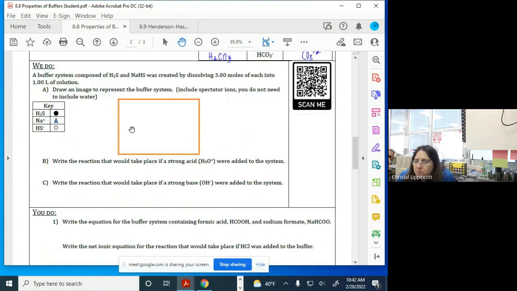All right. So here we've got a buffer system composed of H2S and NaHS. It's created by dissolving 3 moles of each into a 1 molar solution. They want us to draw an image to represent that buffer system, including spectator ions.